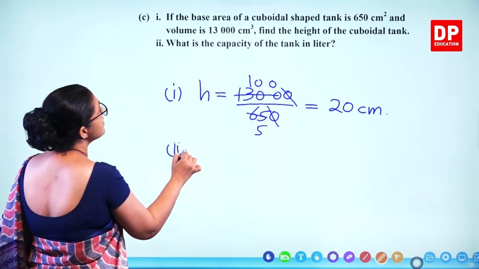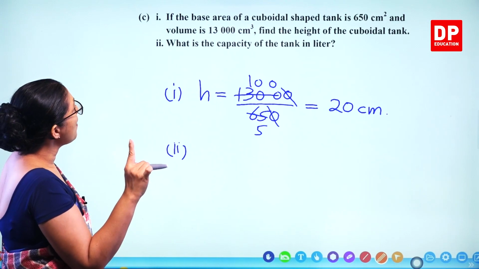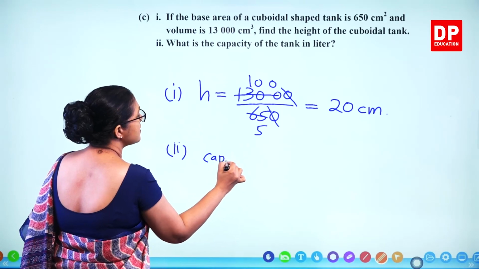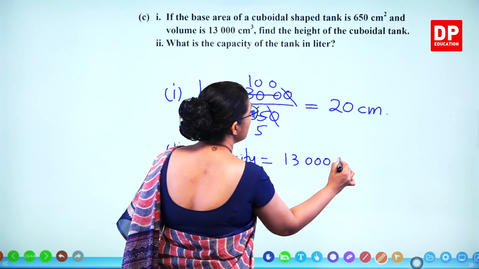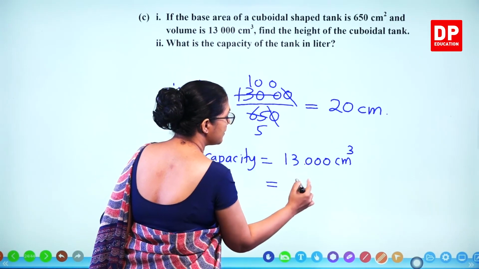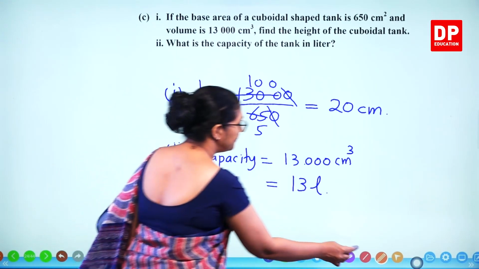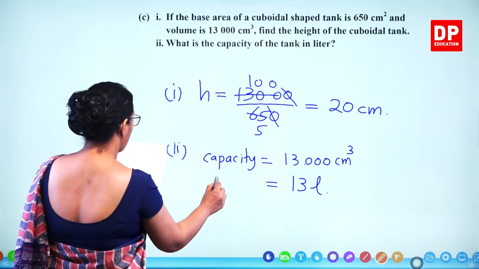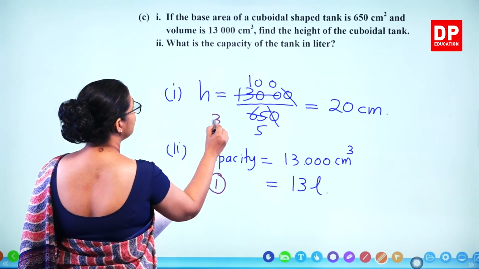Then what is the capacity of the tank in liters? So capacity, so volume is the same as capacity. So capacity is 13,000 cubic centimeters means convert to liters, divide by 1000. 13 liters. So 1 mark for 13 and 20 centimeters, 3 marks.